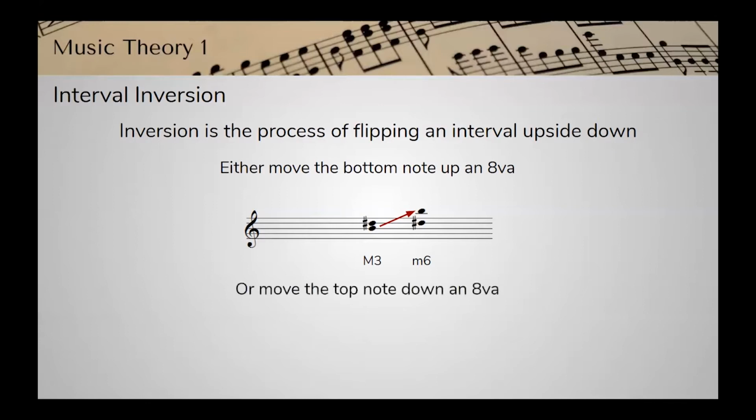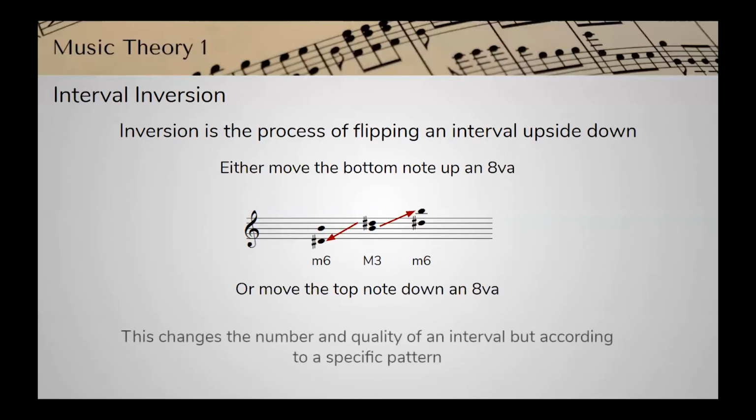You can do it the other way too. You can take the top note and move that down an octave, and it creates the same thing, just an octave lower. So I'll take that D sharp, move it down an octave, and now you can see that the D sharp is on the bottom again, and the B is on the top. So both of those intervals have been inverted. You can see that they're actually the same notes, but they have changed, so that major third is no longer a major third. It's a minor sixth.